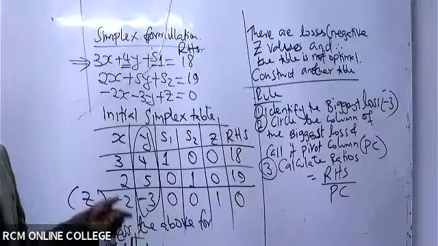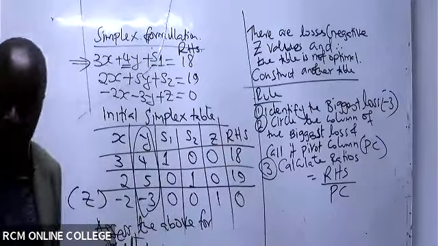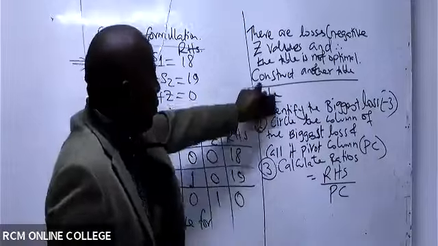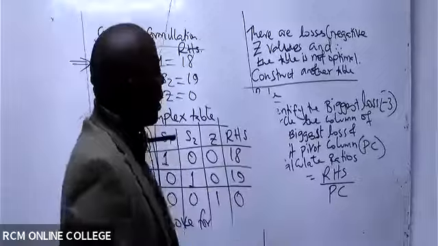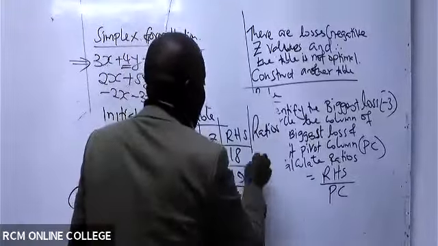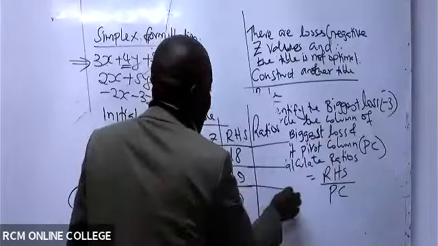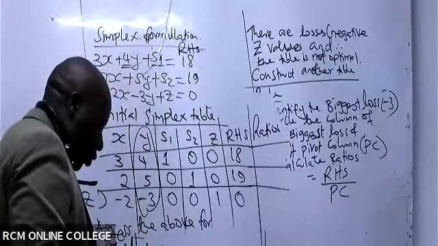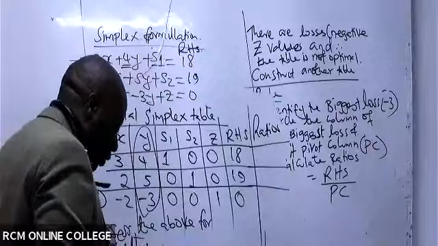So you calculate ratios. Meaning that you shall come here and create a column, which you shall call a column of ratios, like that.